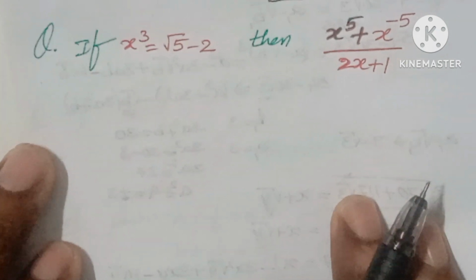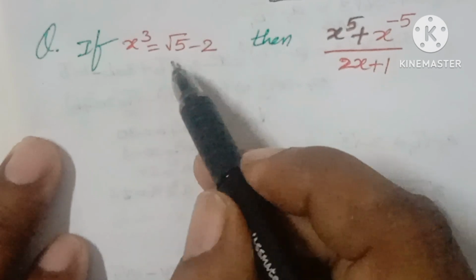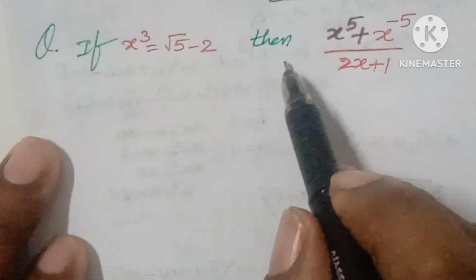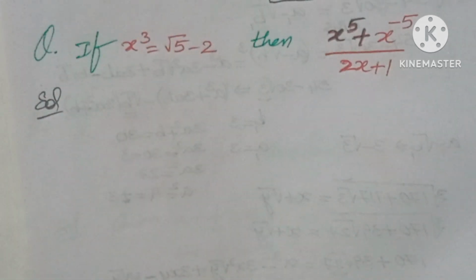Today we are going to see one Olympiad problem. The question is given: if x cube is equal to root 5 minus 2, then find the value of (x to the power of 5 plus x to the power of minus 5) over (2x plus 1). As you are going to solve this problem, pause the video for 10 seconds and try it.